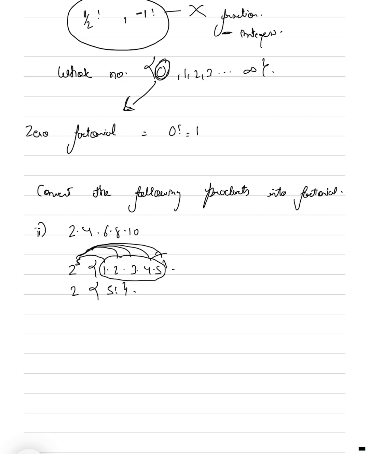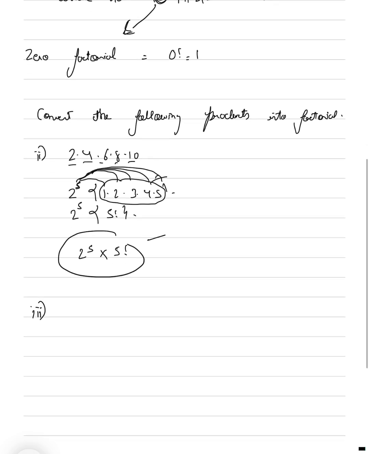Why? You know that because you are going to separate 2 from the first, second, third, fourth, fifth terms, and then there is a multiplication sign in this. So 2 to the power 5 into factorial 5. Okay, so it is the answer of this. And now suppose you have to find what?